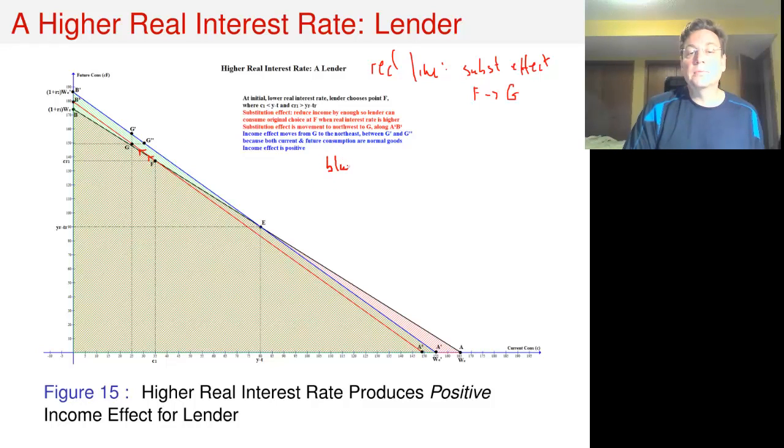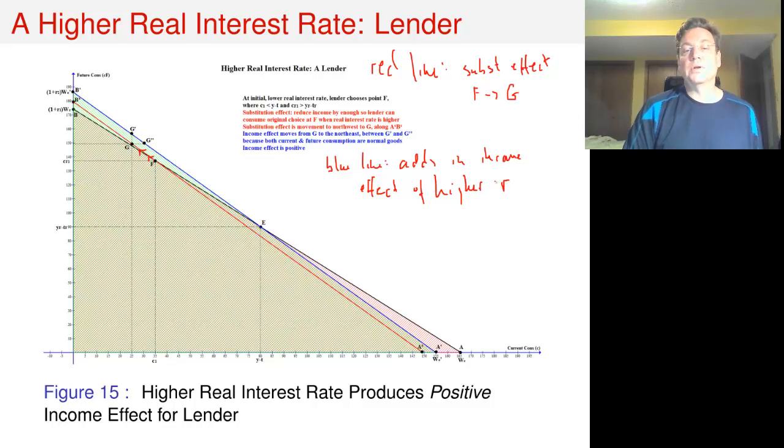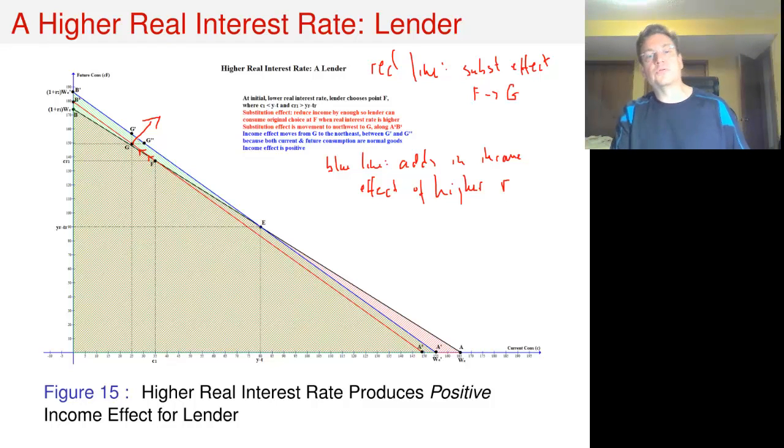Now the blue line adds in income. So it adds in the income effect of the higher real interest rate. And so what we're going to get from the income effect is movement in this northeastern direction from point G to somewhere between G prime and G double prime. So that's how a higher real interest rate affects a lender.